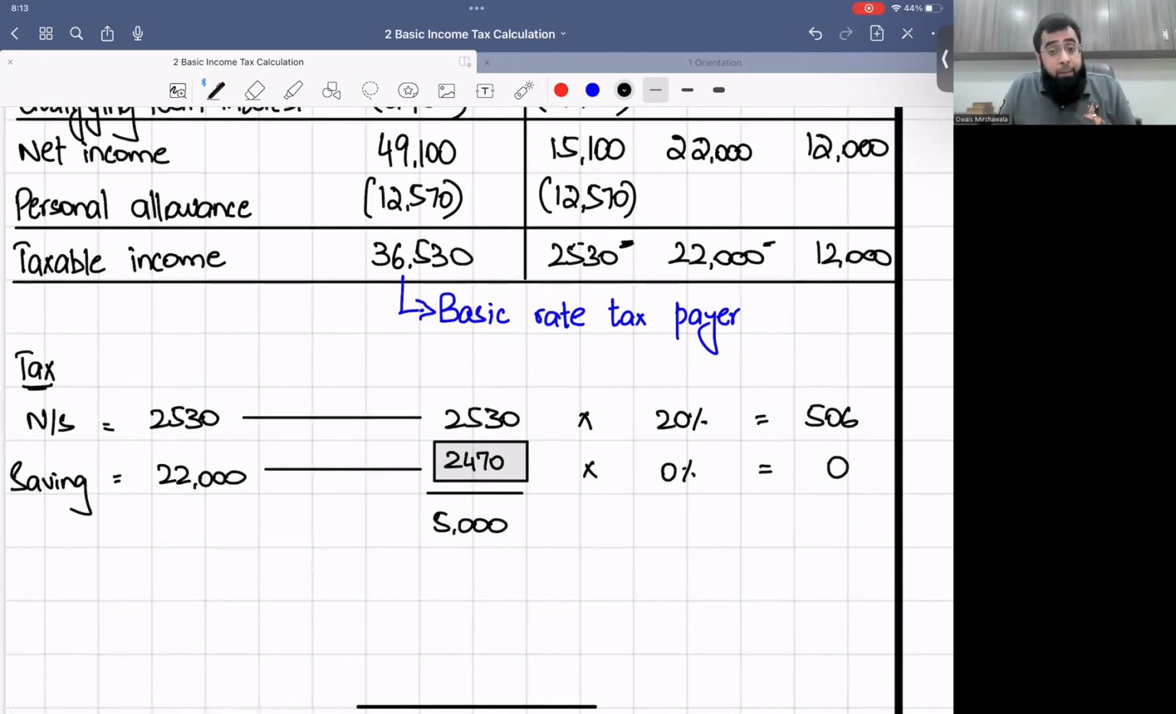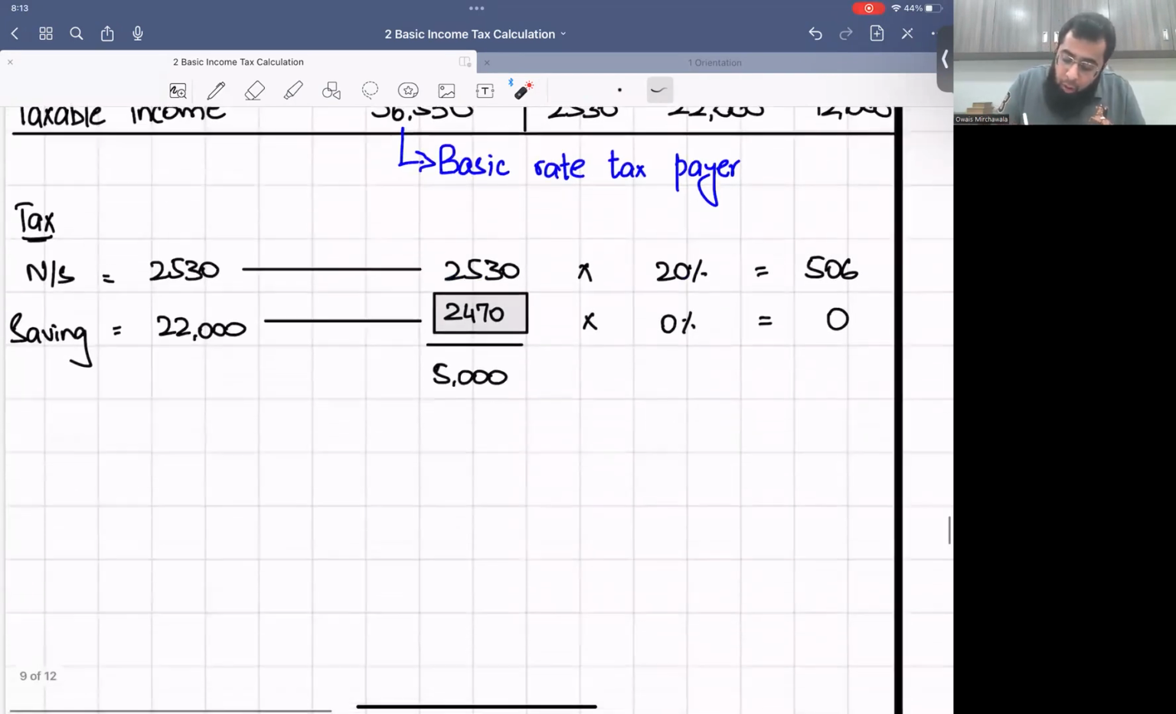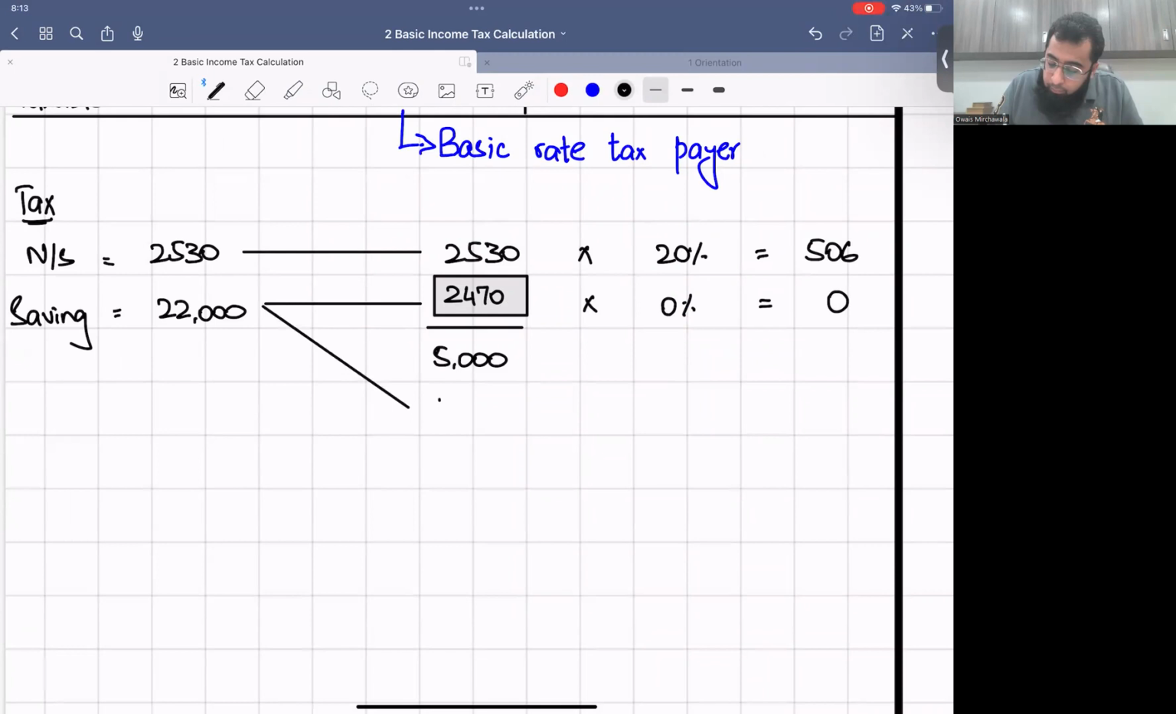I will repeat it again. If you remember, if the saving income lies in the first 5,000 of the taxable income, there is a 0% tax. Now, since non-saving is 2,530, saving will only get space of 2,470. Okay? Now, the normal 0% band of saving income will be 1,000 since the person is a basic rate taxpayer. Okay? And the remaining amount.